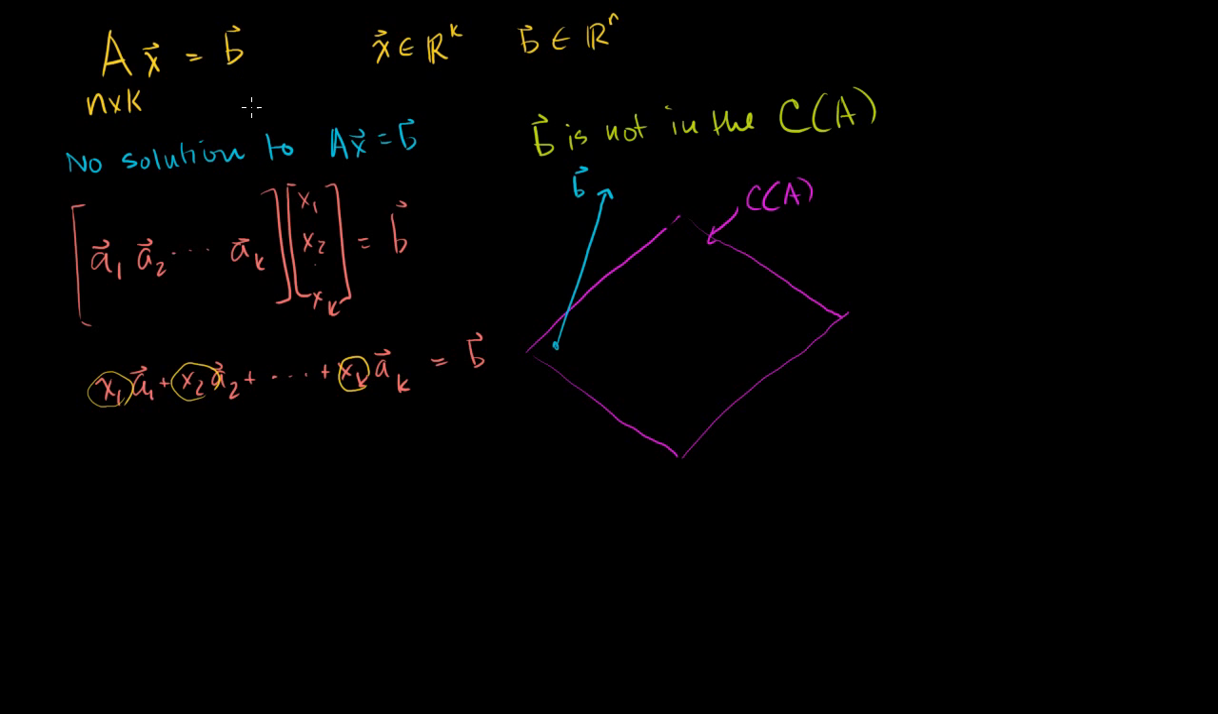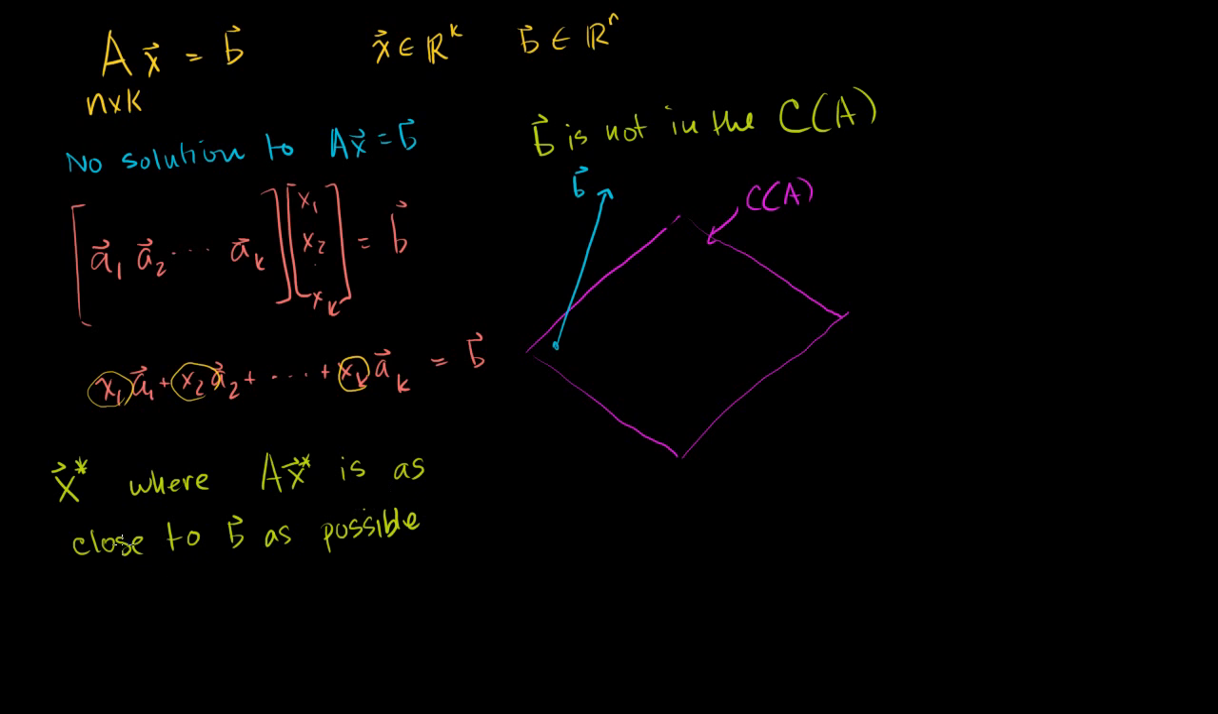But what if we can do better? We clearly can't find a solution to this, but what if we can find a solution that gets us close to this? So what if I want to find some x, I'll call it x star for now, where A times x star, and this is a vector, is as close as possible to b.